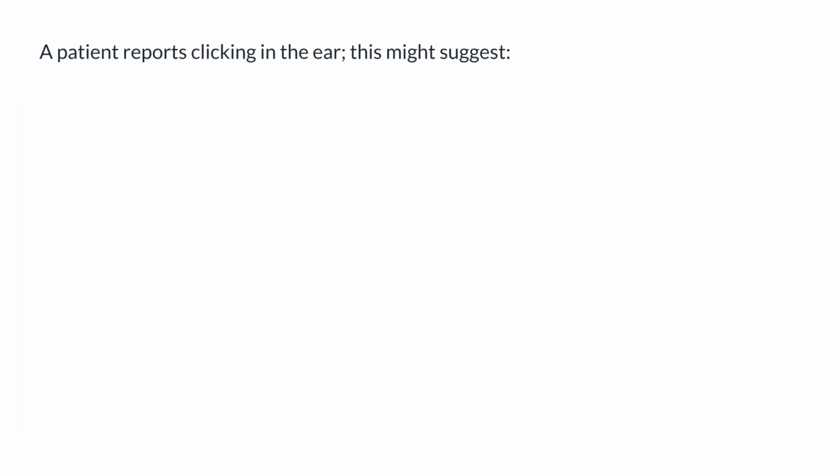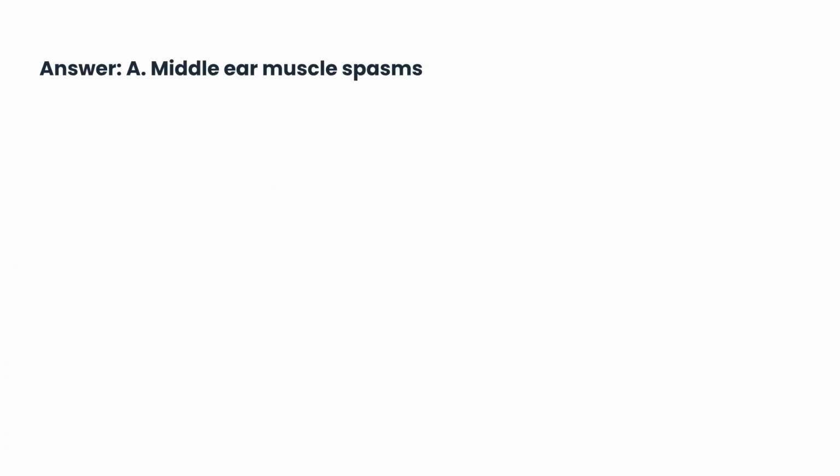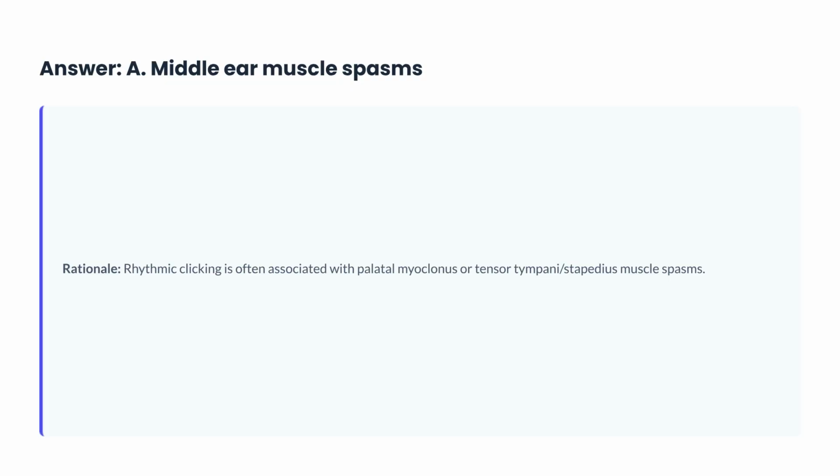A patient reports clicking in the ear. This might suggest A. middle ear muscle spasms, B. sensorineural hearing loss, C. presbycusis, or D. acoustic neuroma. The correct option is A, middle ear muscle spasms. Rhythmic clicking is often associated with palatal myoclonus or spasms of the tensor tympani or stapedius muscles.